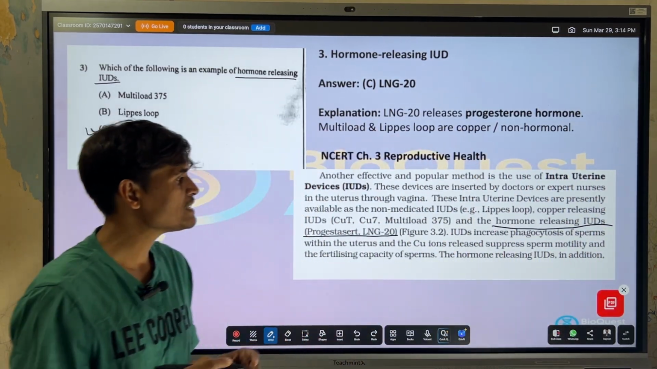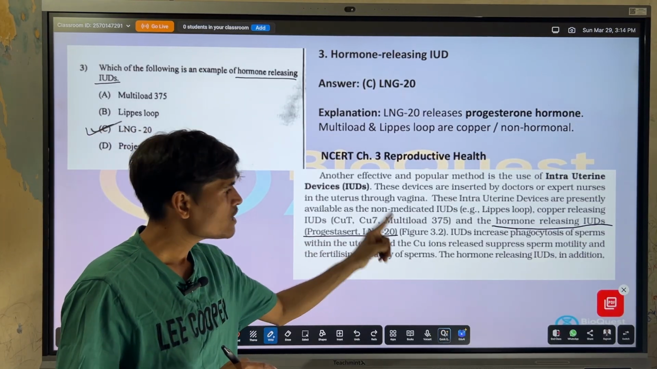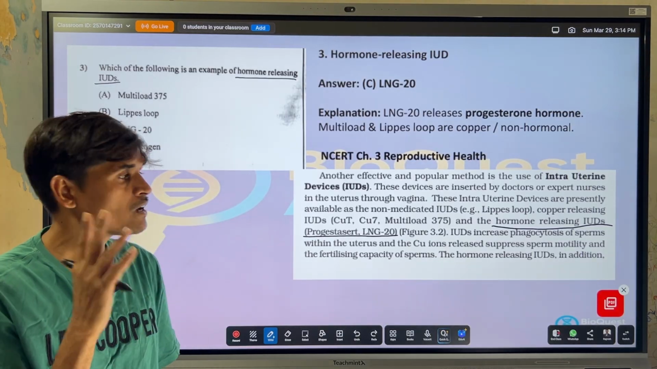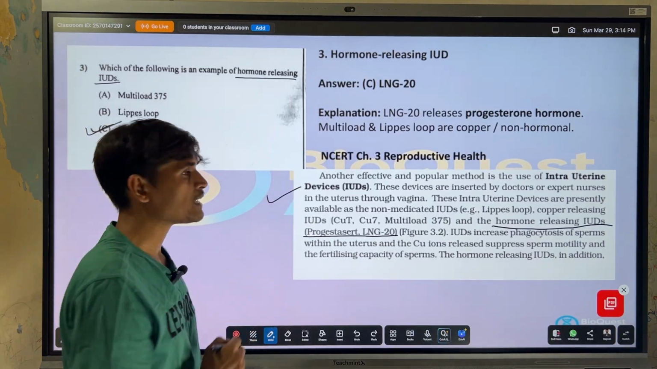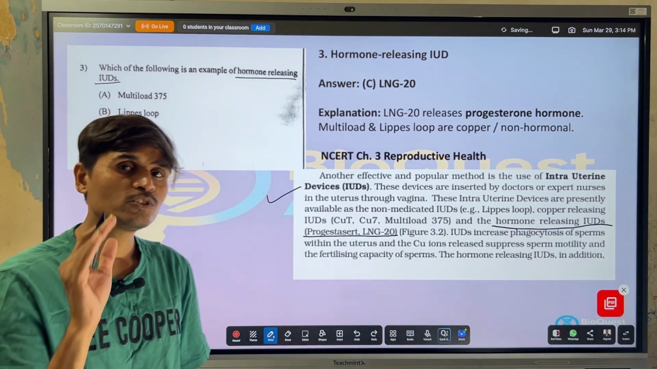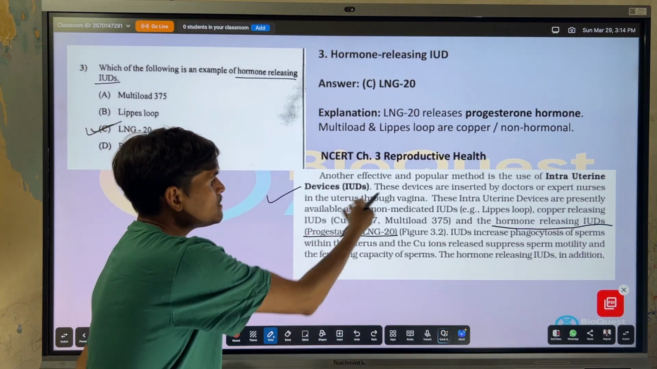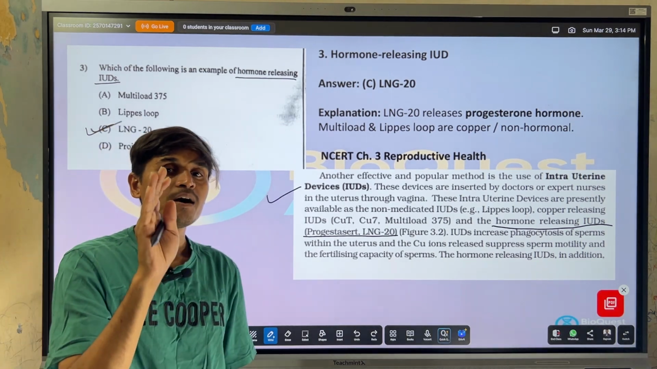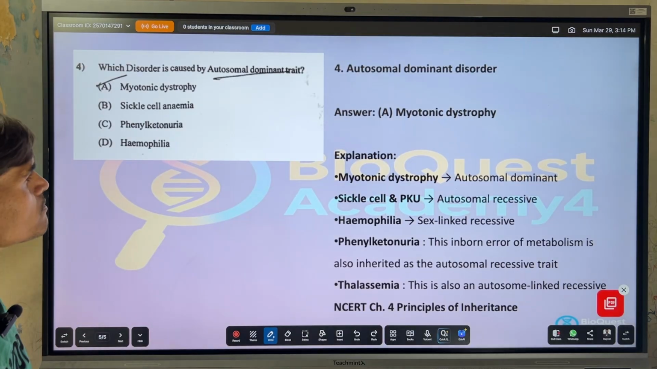Say, hormone releasing IUDs are Progestasert and LNG-20. Okay, this is the answer. They are hormone releasing IUDs. Now, why am I doing this? Cutting from the textbook, so that you understand that line by line NCERT is very important, very must.